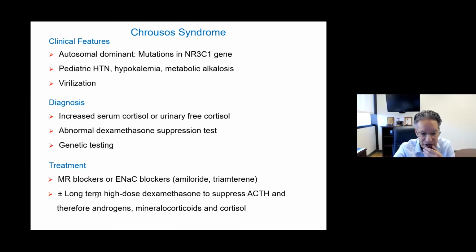Some people have tried long-term high-dose dexamethasone, up to 3 milligrams a day. It takes long-term and a higher dose because the axis has been so stimulated for so long that shutting it off doesn't occur acutely. You're trying to suppress ACTH, but by doing so, if you're lucky, you'll suppress not only the cortisol, but also some of the androgen production and the deoxycorticosterone, the mineralocorticoid.